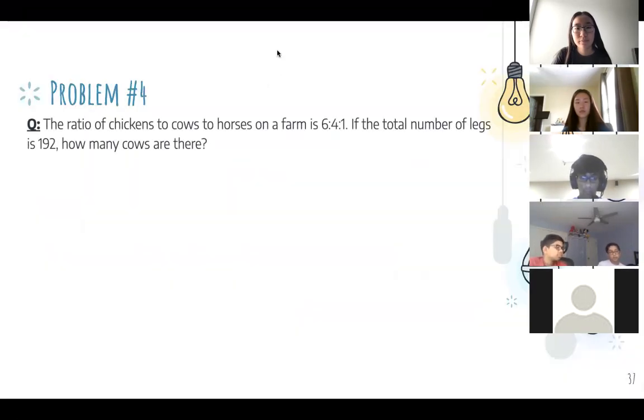Okay, the ratio of chickens to cows to horses on a farm is 6 to 4 to 1. If the total number of legs is 192, how many cows are there? So make sure to read this question carefully, and I'm sure everybody won't have a problem with this, but just for this problem, chickens would have 2 legs and cows and horses would have 4 legs.